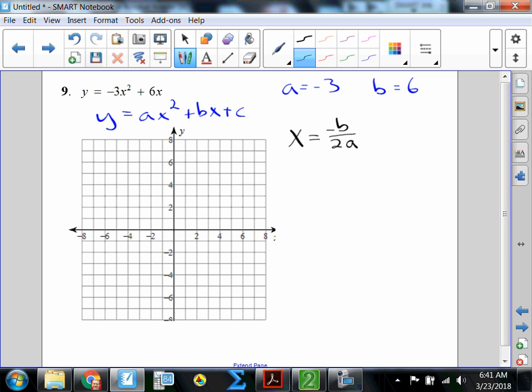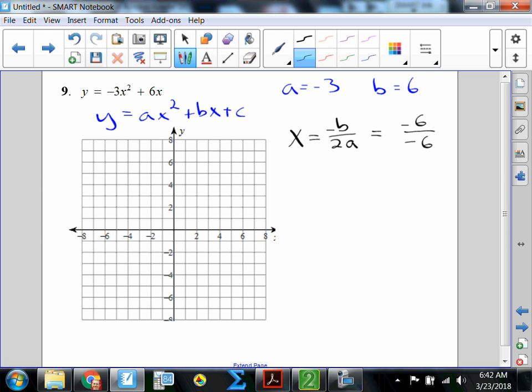That comes from the middle value, or the average of the two x-intercepts, which you can find by using the whole quadratic formula. So it does come from the quadratic formula. You see it in the quadratic formula. So this formula gives me the middle number on the graph, so the x-coordinate of my vertex. In this case, I'm going to have -6 over -6.